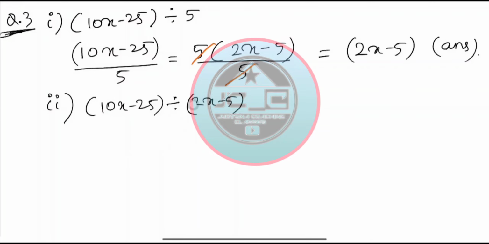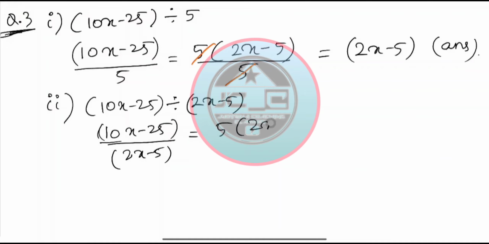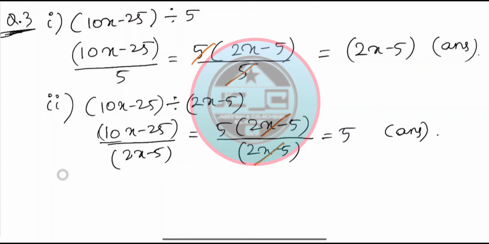As we can see, the next question is (10x minus 25) by (2x minus 5). A similar question to the previous one. Now we can take 5 common out, which gives 5 times (2x minus 5) whole divided by (2x minus 5). Now the same thing, 2x minus 5 gets cancelled. We are left with 5, the final answer. Now let's move to the third one.